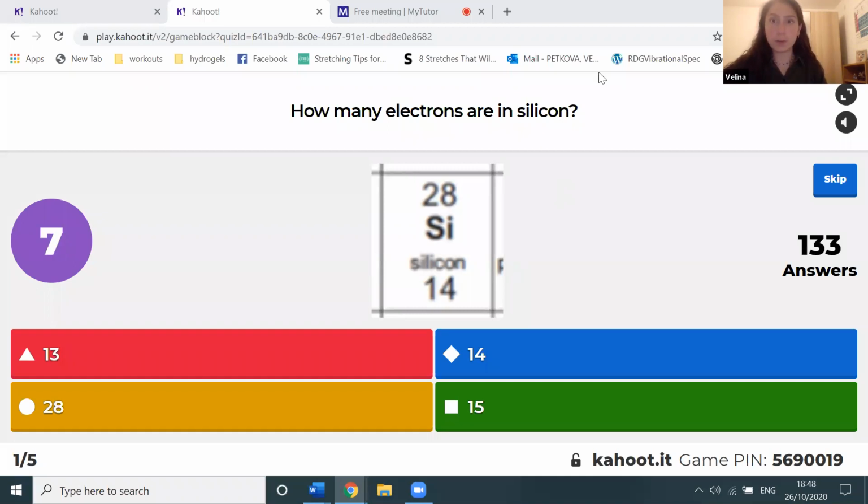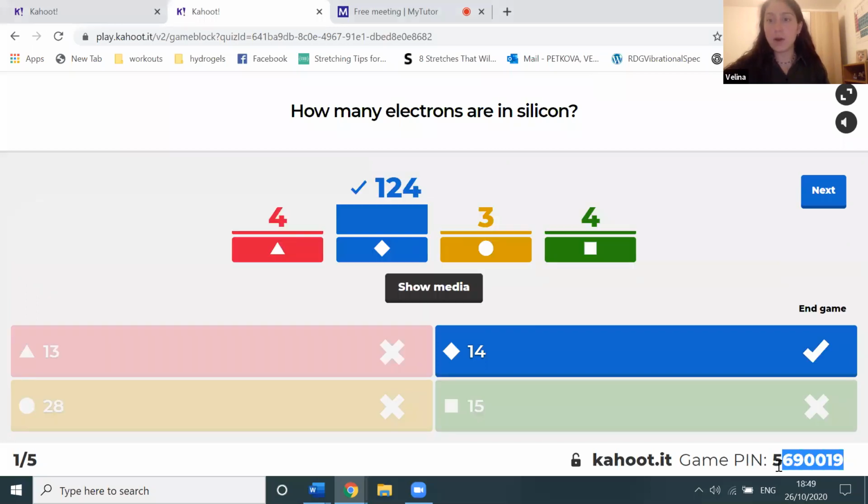At the end you're going to be able to see, but you can try again. Try to join the game now. Whoever's not been able to join it, try entering the game pin again, and you should be able to join it now.